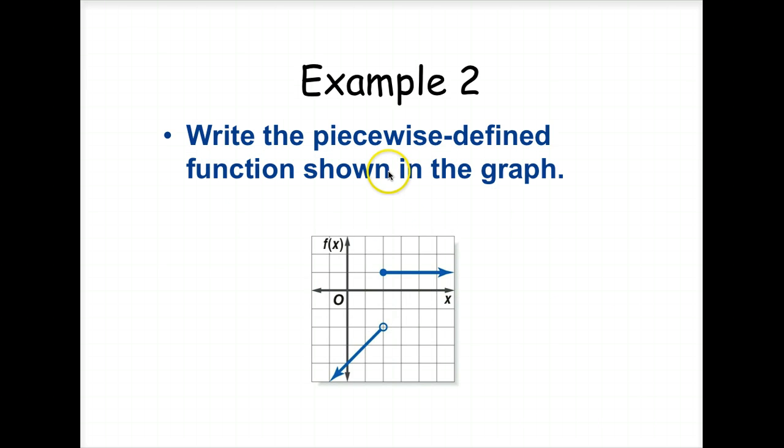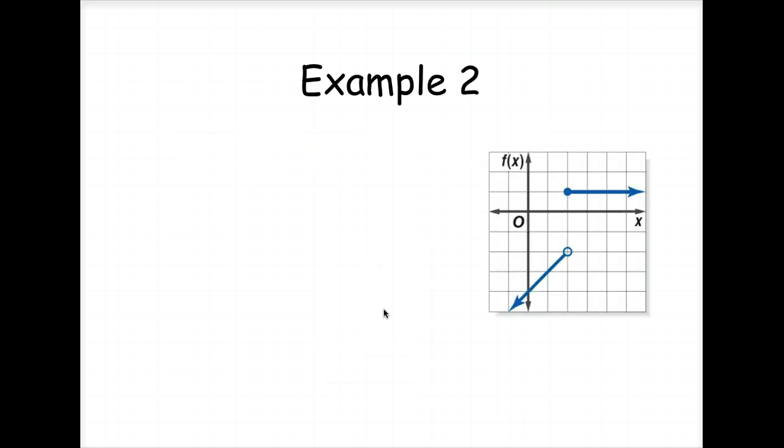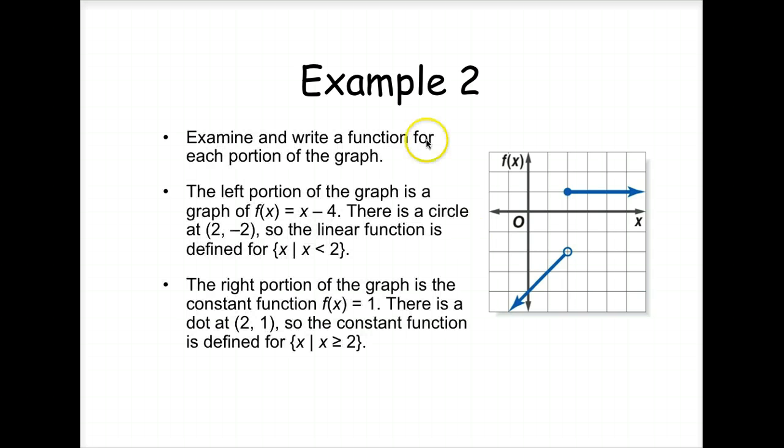Now we're to write the piecewise defined function shown in the graph. Thank goodness the graph is also shown again here, so we can start picking up on that. So we're going to examine and write a function for each portion of the graph. So if you just break it down one bit at a time, it makes it easier. The left portion of the graph is the graph of f of x is equal to x minus 4. How do we know that?